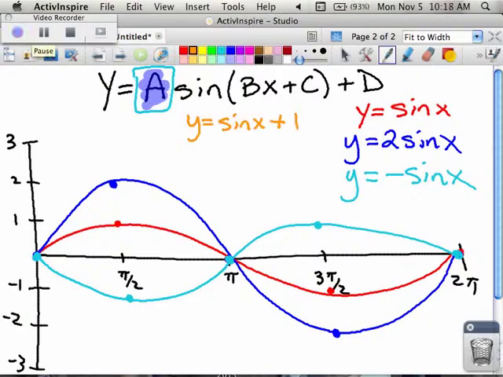So now in the orange graph on the board, we have y equals sine x plus 1. What do you think happened to that graph? It goes up. It shifts up 1. So now, I look like this. Remember, everything's being compared to the red graph. The red graph is the original sine graph. So everything is compared to the red.